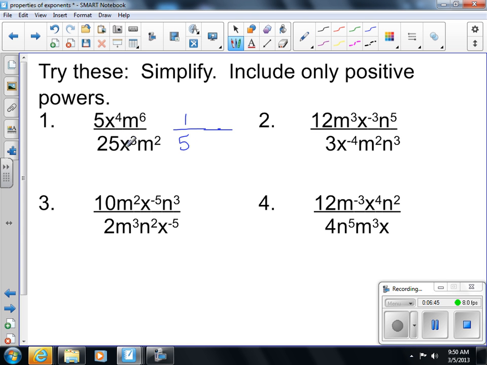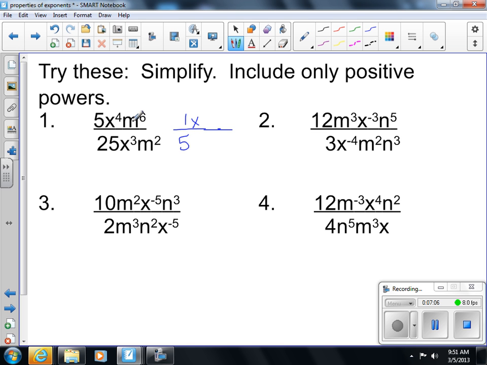Okay, now do we have any x terms? Okay, so we have 4 minus 3 gives you x to the first. Now, why does it go up here? Because it's a positive power. Everything always stays upstairs unless it's deemed that it has to go down by a negative power.